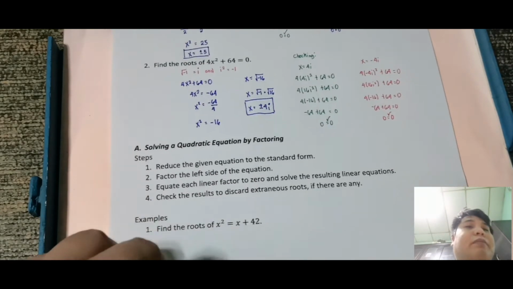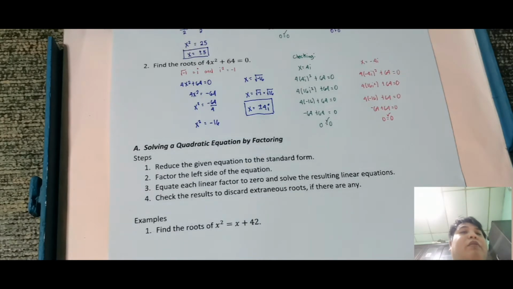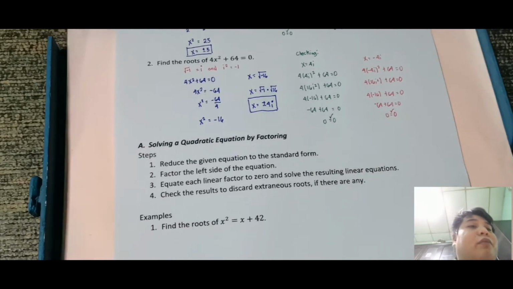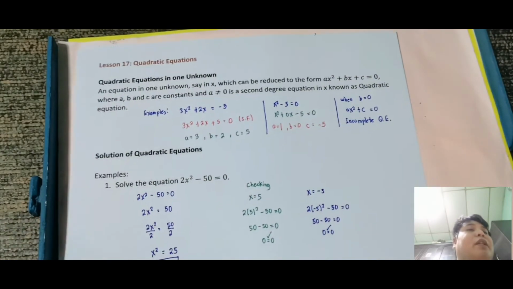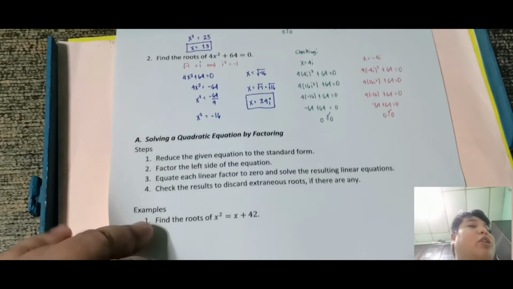Okay, so let's have A. So solving a quadratic equation by factoring. So naglagay na ako ng steps para hindi tayo mahirapan. Although kung may sarili kang technique gawin mo, bahala ka. Basta ako may sarili akong step. Okay, so steps in solving a quadratic equation by factoring. So number 1, reduce the given equation to standard form. So tandaan na, ano yung standard form? Sir, standard form is in the form ax squared plus bx plus c is equal to 0. So meaning dapat naka-equate siya sa 0.